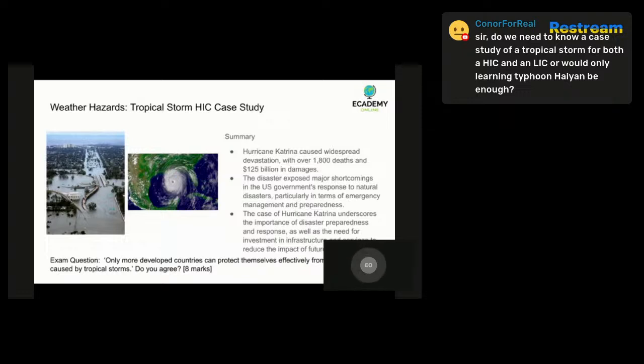Connor, with regards to your question about learning HIC and LIC, I would advise you to learn both. So learn both an HIC example and an LIC example.